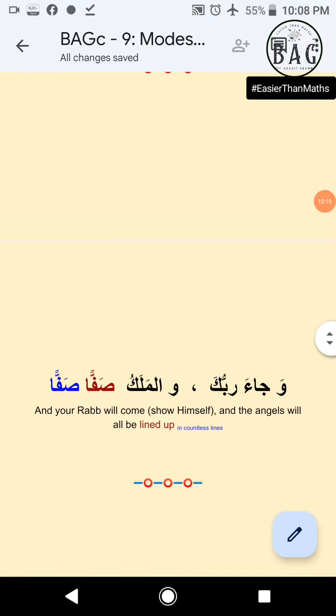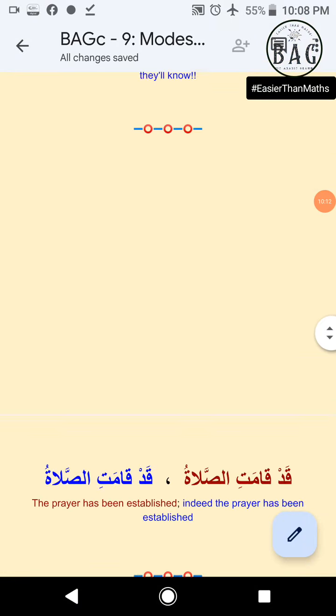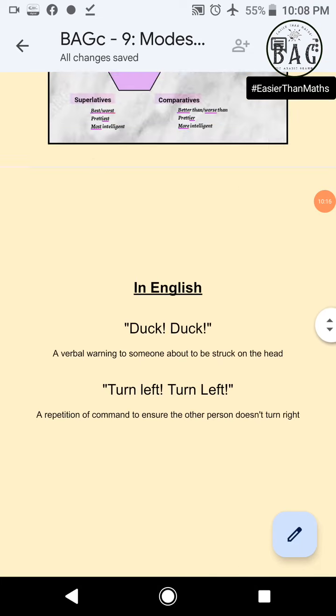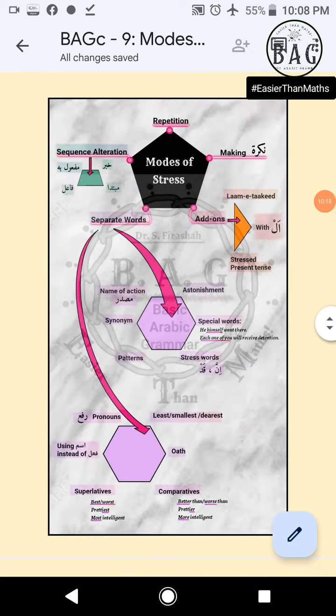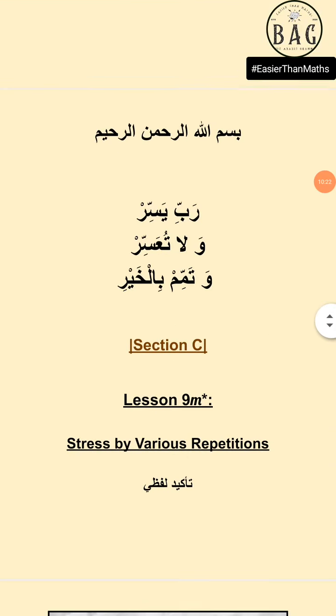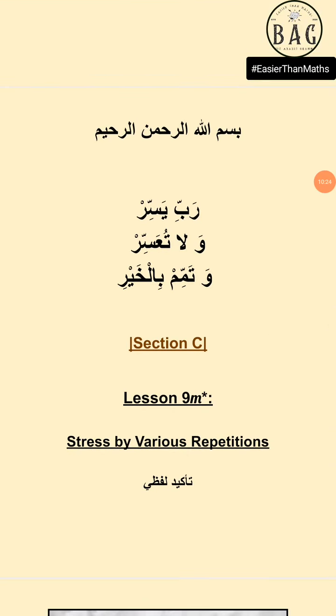I hope that you guys have understood it, and in the next lesson, inshallah, we're going to see how we can use takid manwi, and that is the one that uses similar words in order to repeat, or in order to emphasize a certain concept. All right, so I'll see you in the next lesson.